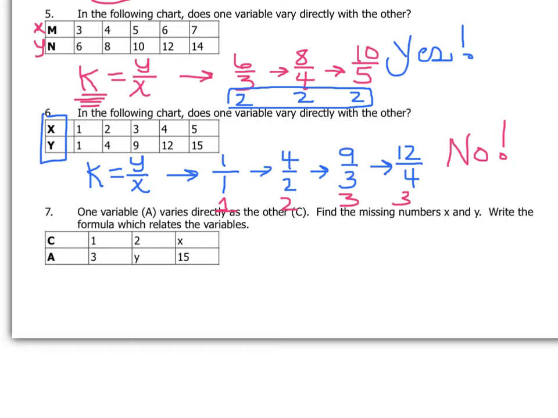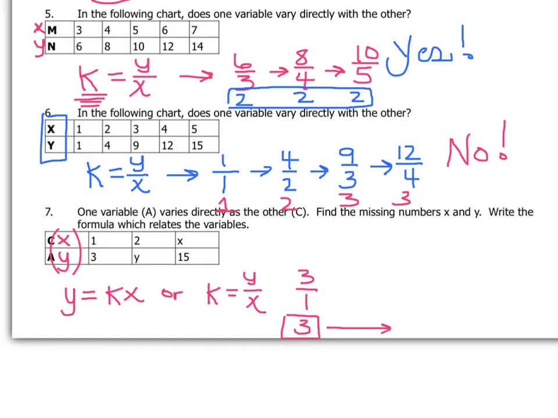All right, so let's look at number 7. We're going to go ahead and see if we can plug in those missing things. So we have y equals kx, or the constant equaling y over x. So let's see, we have x. Remember, the first row is always going to be x. The second one's always going to be y. So we have 3 over 1. The relationship is 3.